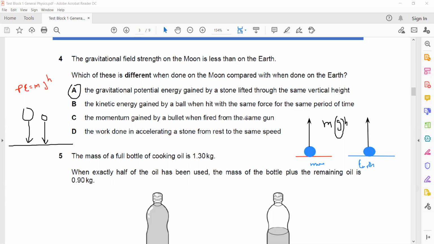The momentum gained by the bullet: momentum is a product of mass and velocity, so it does not depend on gravity. The work done in accelerating a stone from rest to the same speed: work done is force times distance, so it's not affected by gravity. The only thing affected by gravity is potential energy, and that will be different.